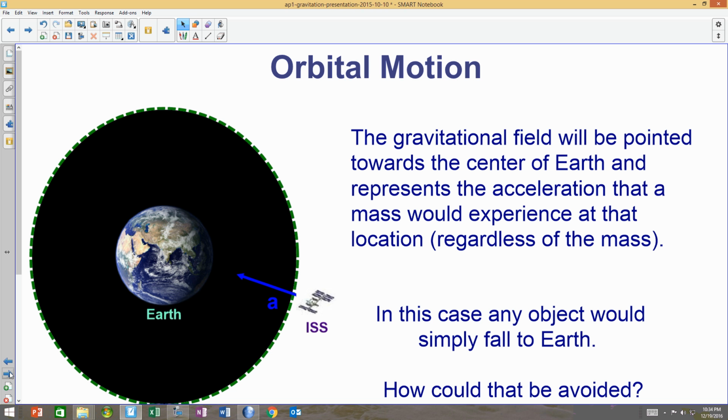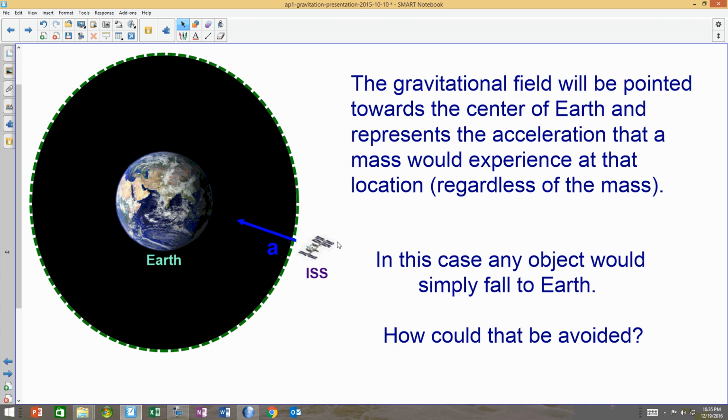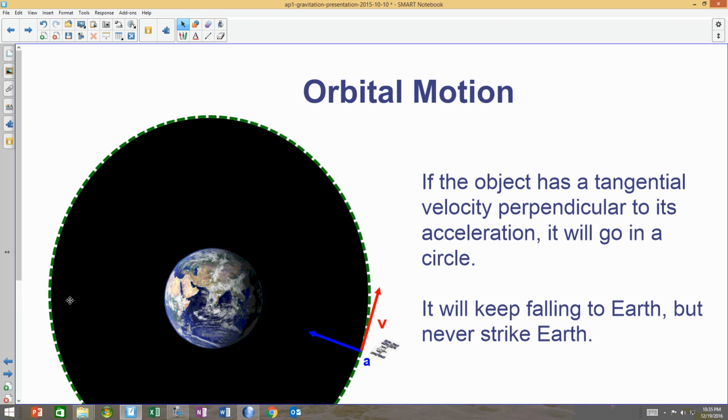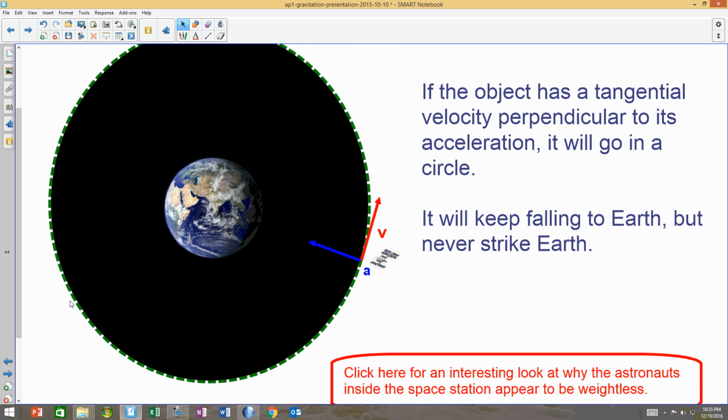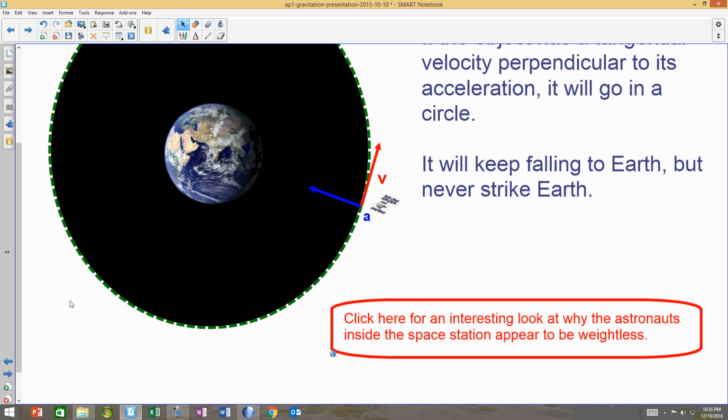The gravitational field will be pointed towards the center of the Earth and represents the acceleration that the mass would experience at that location, regardless of its mass. In this case, any object would simply fall to the Earth. How could that be avoided? If the object has a tangential velocity perpendicular to its acceleration, it will go in a circle. It will keep falling to the Earth, but never strike the Earth.